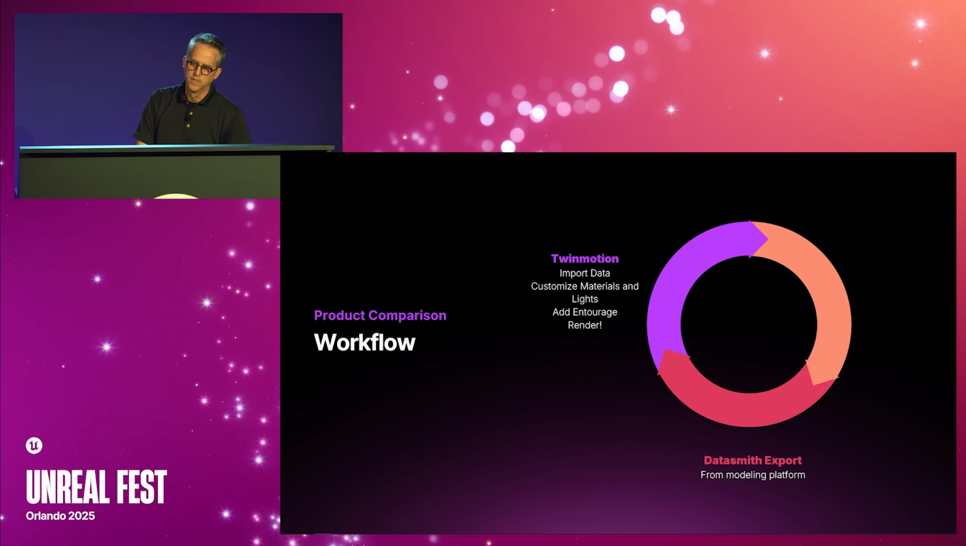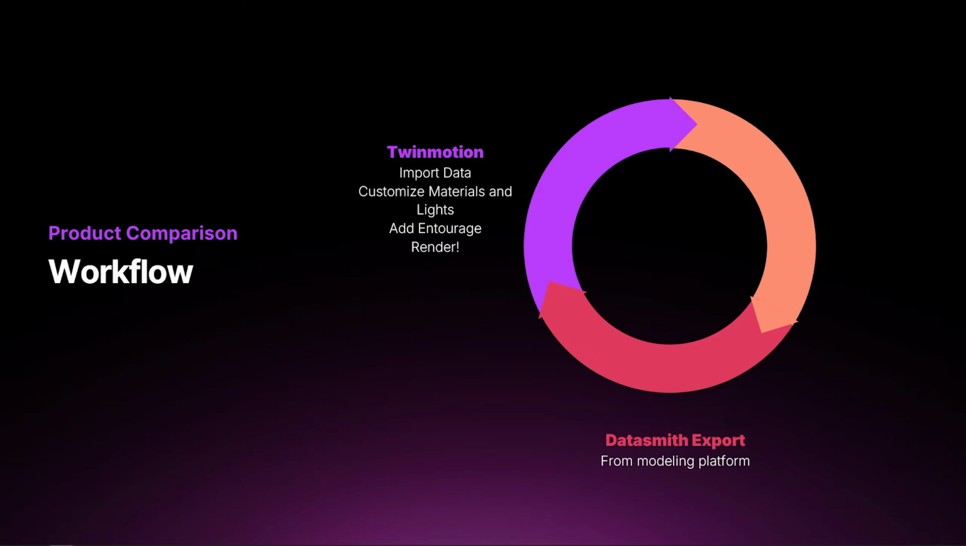Step two, import the Datasmith content into Twinmotion, and you're off and running, ready to customize lighting, materials, add entourage, and set up your renders. Step three, only if necessary, export your fully developed Twinmotion scene over to Unreal to take the next steps.